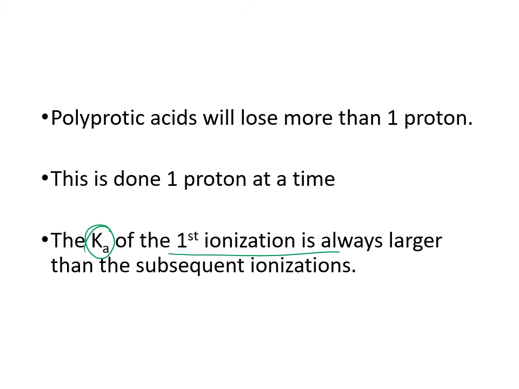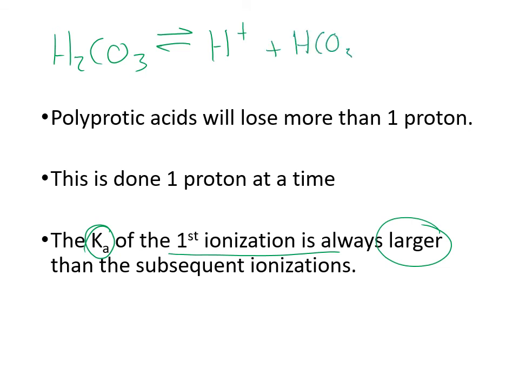It is also much larger than any subsequent ionizations. So if we had, let's say, I don't know, carbonic acid. So we have carbonic acid, and it's a weak acid, so it can lose a hydrogen ion, but not a huge amount, and it will leave behind a bicarbonate ion. So that happens, and this will have a certain Ka associated with it.